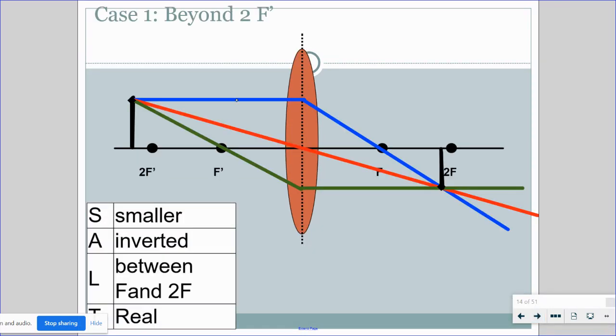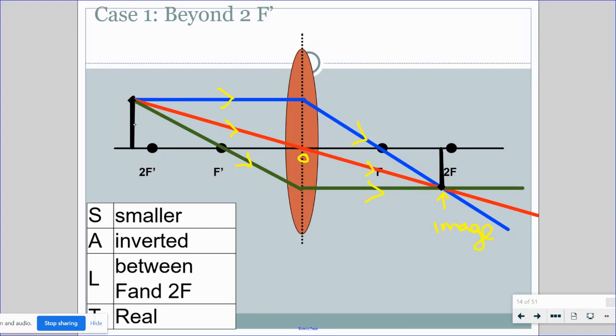Our first rule is going to come in through here, and then it refracts down through the primary focal point. The second line goes straight through the optical center and just keeps going straight. And then this one comes through the secondary focal point and refracts parallel. And then this here is where our image is formed.